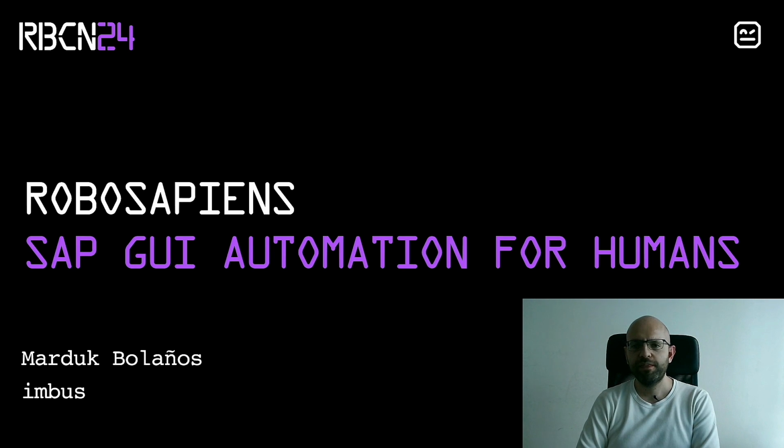My name is Marduk. I am a software quality engineer at Imbus and the author of Robosapiens, a human-computer interface for automating the SAP GUI that I've been developing over the last 2.5 years. Now, for those of you with experience with SAP automation, you might be asking yourselves, but we already have a Robot Framework library for automating the SAP GUI. Why do we need another one?